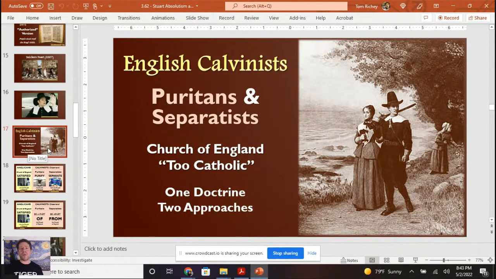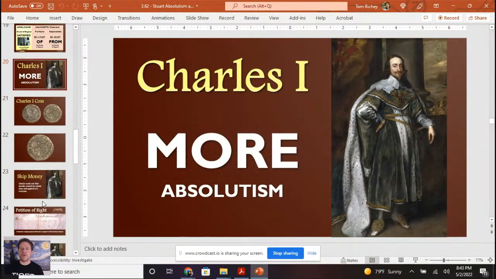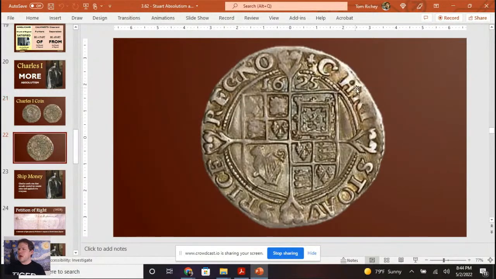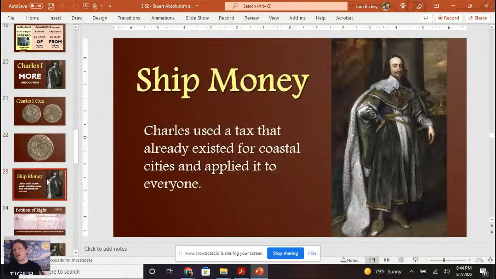VIII didn't have any fundamental problems with the Catholic Church per se, except for political problems. And so Puritans and separatists believed that the Church of England was too Catholic. Okay, these were these English Calvinists. And so with that, Charles I tries to continue his father's program of absolutism. And you can see here on this coin, you've got basically Christo auspice regno, by the auspices of Christ, I reign.